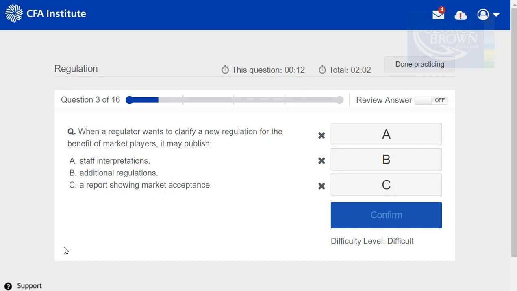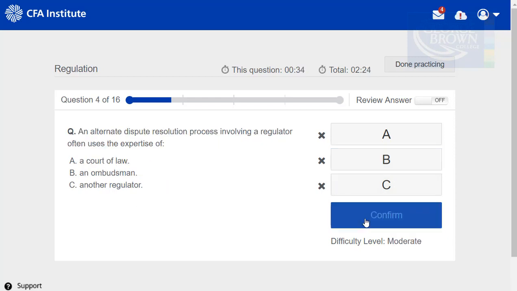When a regulator wants to clarify a new regulation for the benefit of market players, it may publish A, staff interpretations, B, additional regulations, or C, a report showing market acceptance. So, want to clarify a new regulation. Well, perhaps they may publish additional regulations, which would help to clarify. Anyhow, confirm, you can see moving on.